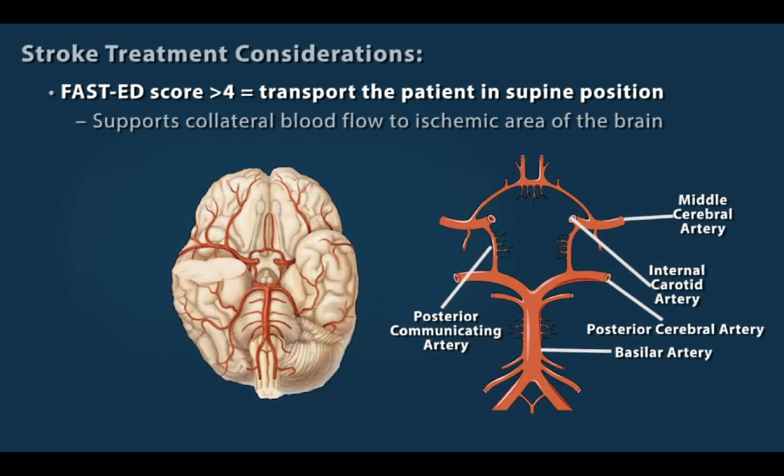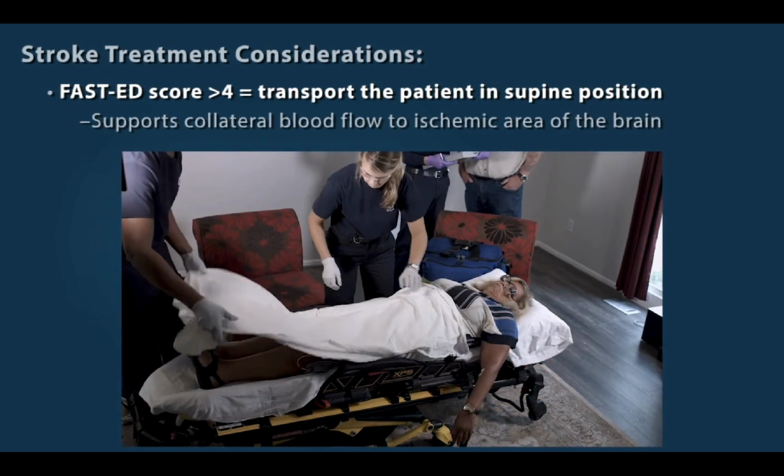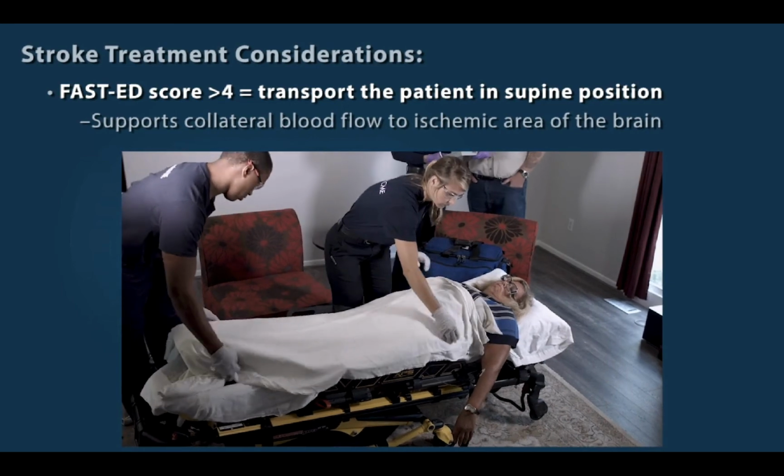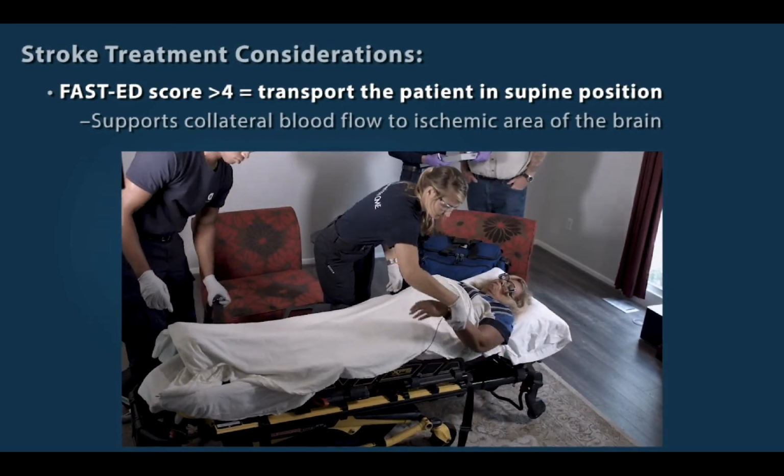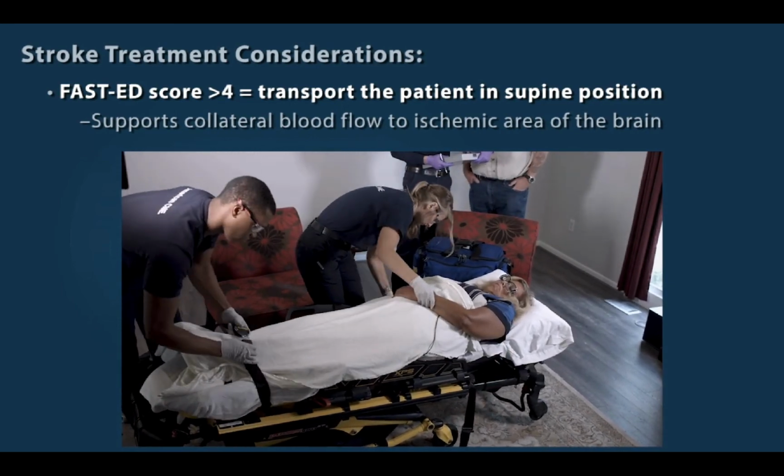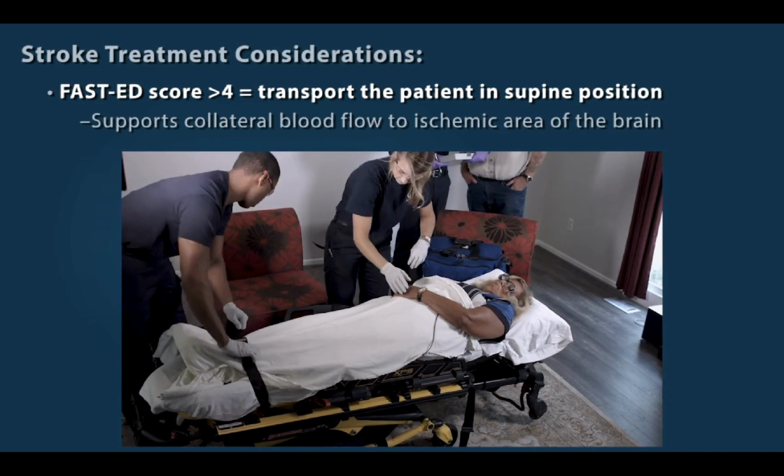Collateral blood flow refers to the network of cerebral arteries that are interconnected within the brain. These arteries provide an alternate pathway for blood to flow to an ischemic region of the brain when that region's primary artery is blocked. Supporting collateral blood flow during an LVO stroke may help to prevent or delay the ischemic territory in the brain from converting to infarcted tissue.